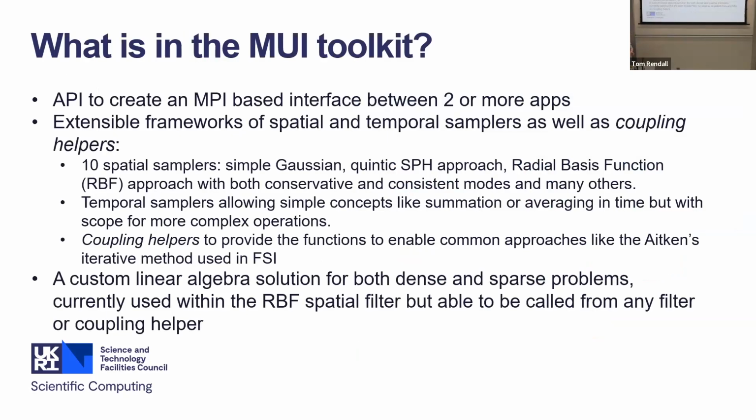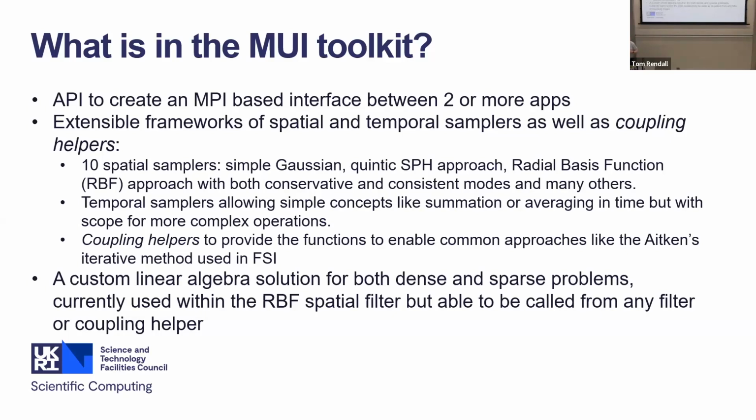So in terms of what's in the toolkit, there's an application programming interface to create an MPI-based interface between two or more applications. There is a limit to the number, but it's in the MPI standard rather than a limitation with MUI, and it's a very large number of processes that you can couple together. It's an extensible framework, something you can add to yourself, of spatial and temporal samplers, as well as a collection of what we've termed coupling helpers.